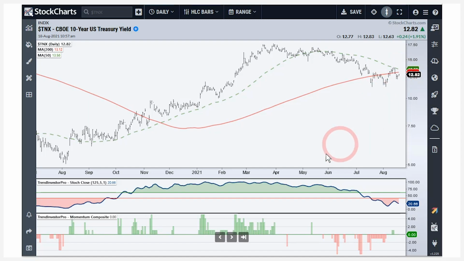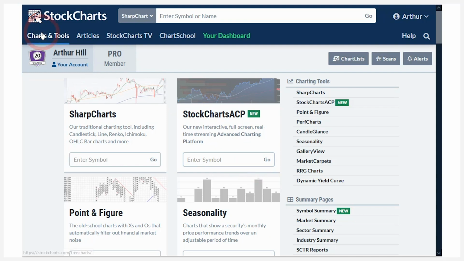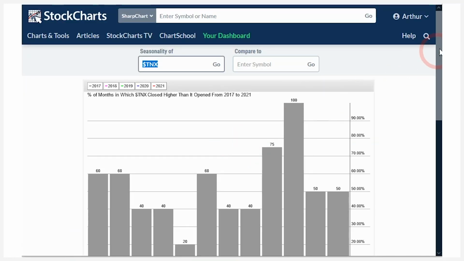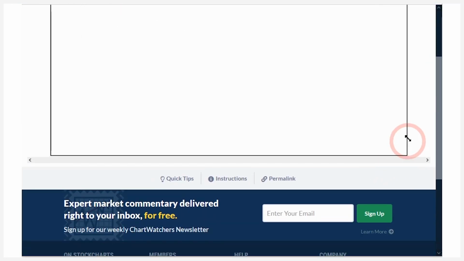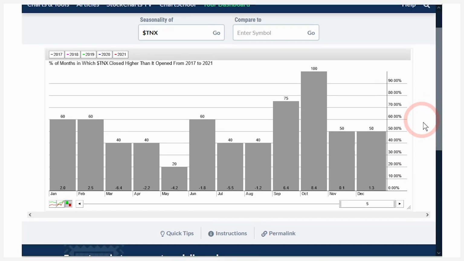So let's look at that seasonality chart. All right, so now I'm on the charts and tools page here at StockCharts, and in the middle you'll see a section for seasonality, and I'm going to look at the seasonal pattern for the 10-year treasury yield. So I'm just going to type that in the symbol box, and then I'm going to scroll down and I'm going to open up that window a little bit so it can fit into this video page.